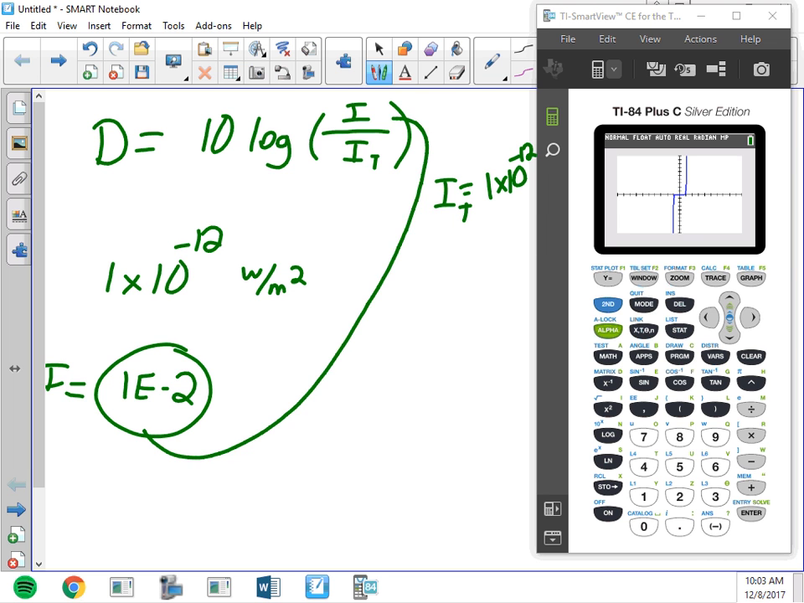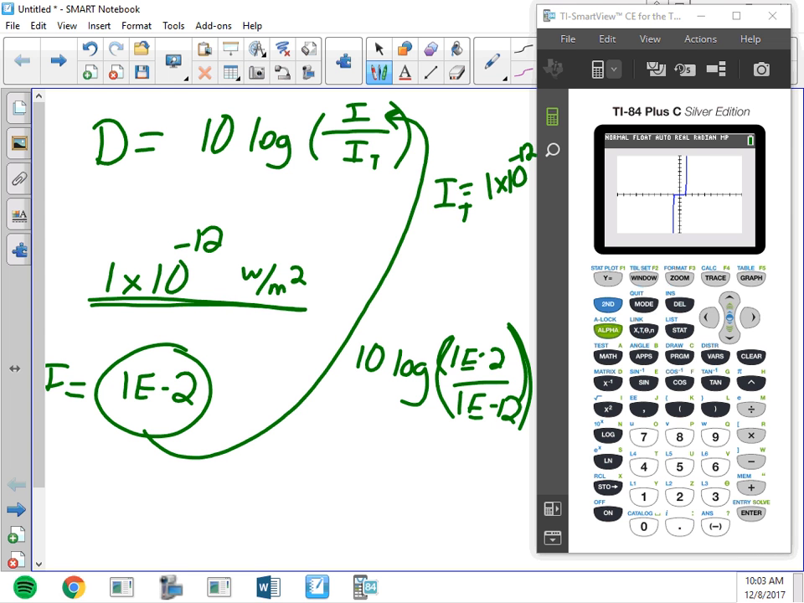So we're going to put it in here. And I get 10 log of 1e negative 2 divided by 1e negative 12. This is I sub t. This number will go in the denominator every single time.